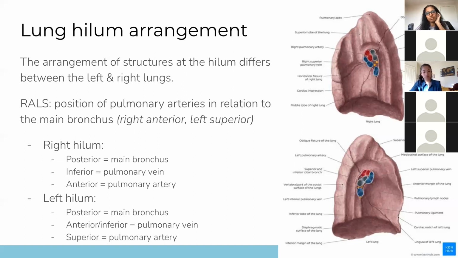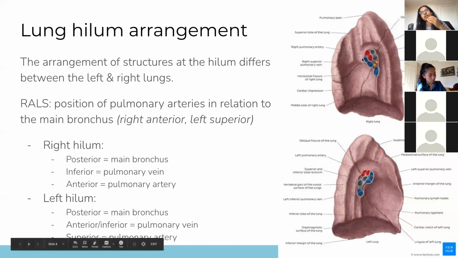The easiest way to remember this is the acronym RALS. RALS is the position of the pulmonary arteries in relation to the main bronchus, and it stands for right anterior, left superior. So on the right-hand side, your pulmonary arteries are anterior to your main bronchus. On the left-hand side, your pulmonary arteries are superior to your main bronchus.